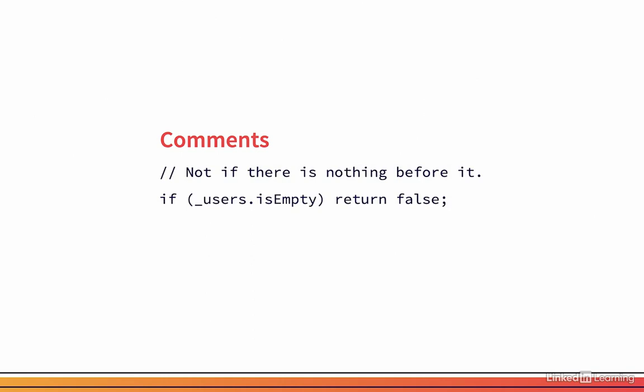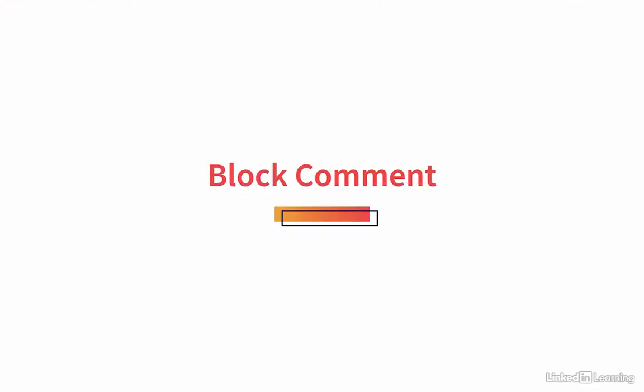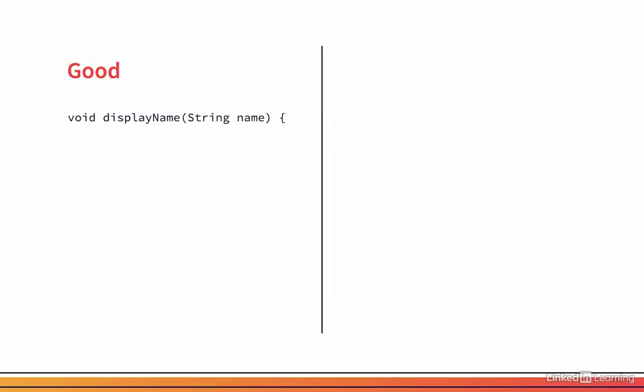Okay, let's take a look at some different ways to document your Dart code base. Code commenting is best suited for comments that you do not want to include in your general documentation. A common example is a simple code snippet on the screen with the comment "not if there is nothing before it." A block comment can be used to temporarily comment out a section of code, but all other comments should be preceded by a double forward slash like this. Block comments should not be used for code documentation.